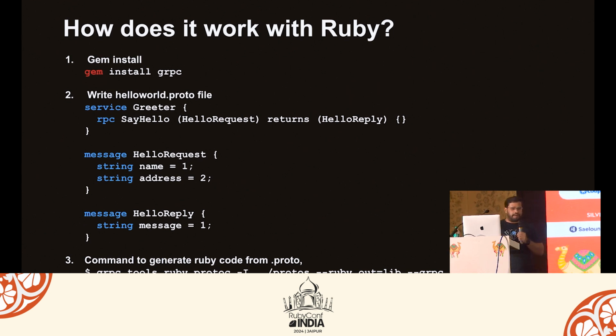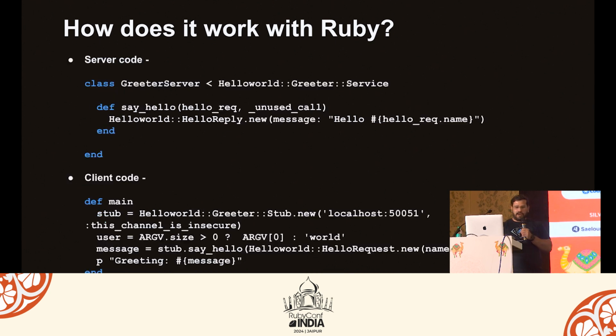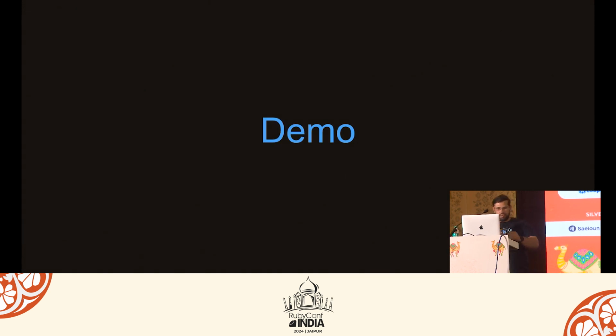Whenever I run the command, the third pointer, it generates the corresponding Ruby code for this proto. And here is my client and server to communicate with it. Here the SayHello method denotes the SayHello from the proto buffer file. And here is my client. Here I have stubbed the server, and by stubbing the server, I connect to the server and I call the SayHello method. So yeah, this is all about the coding. I have a small demo to show all of you.